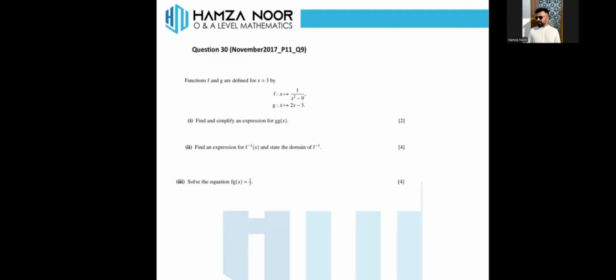From A-level mathematics, AS Pure Mathematics 1, Cambridge 9709. The topic is functions. Overall, this lecture is for the past paper practice of the topic functions. Particularly, I'm going to be dealing with domain and range of composite functions as well as inverse functions. So first of all, we have question number 30, which is October-November 2017, paper 1, variant 1, question number 9.